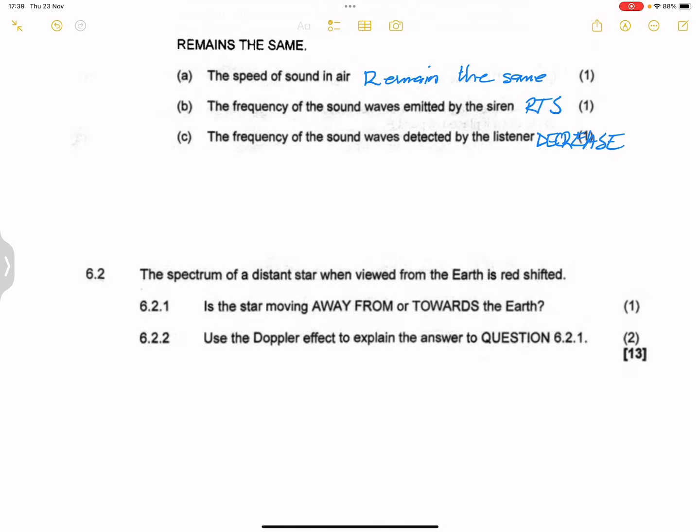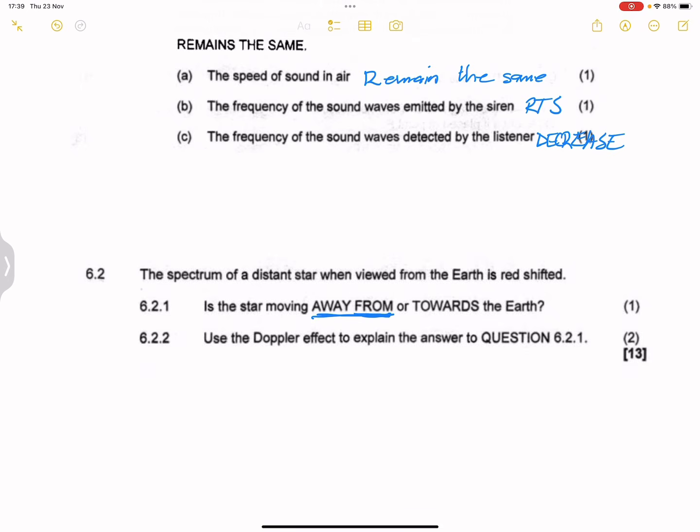And then they say the spectrum of a distant star when viewed from the Earth is red shifted. Remember, when we red shift something, it's moving towards the longer wavelengths, or we can say to the lower frequency, right? Now they ask, is the star moving away or towards the Earth? That will definitely be away from the Earth. That's what redshifting is telling us. Now they say use the Doppler effect to explain your answer.